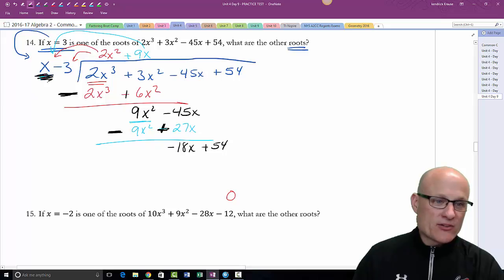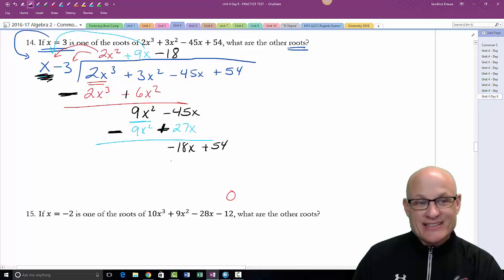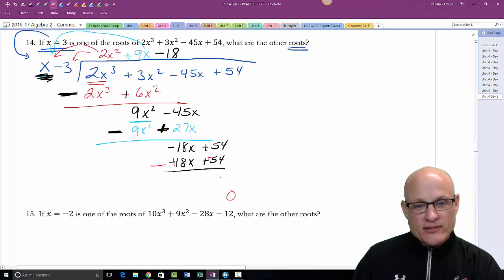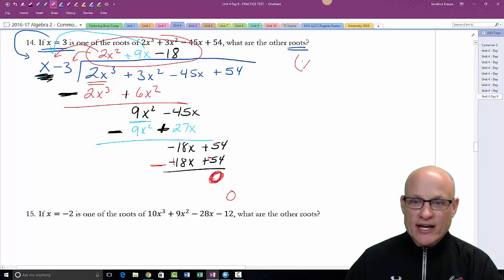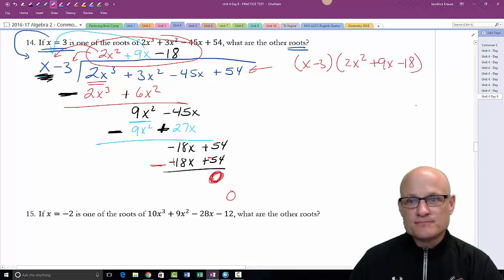What do I have to multiply x by to get negative 18x? Minus 18. Negative 18 times x is negative 18x. Negative 18 times negative 3 is 54. Subtract, plus, minus, and there's my goose egg. But I'm not done. So what I have here is x minus 3, and if I multiplied it by this, 2x squared plus 9x minus 18, I would end up with that.